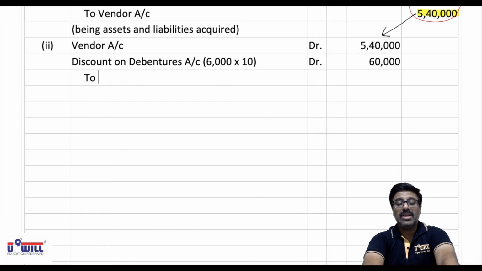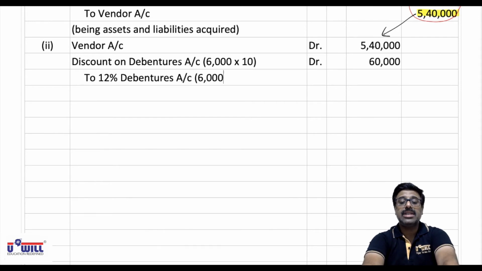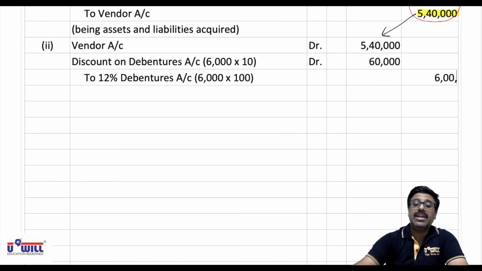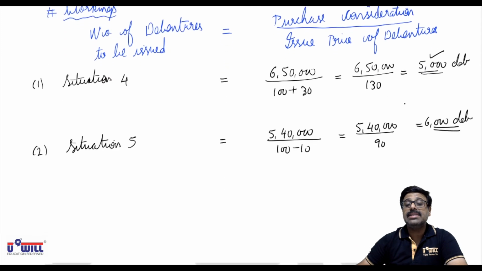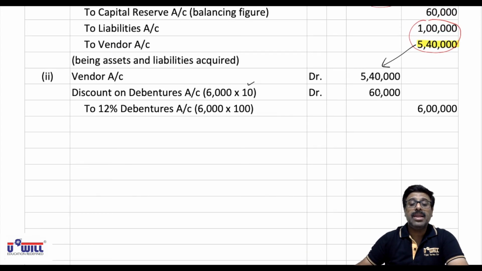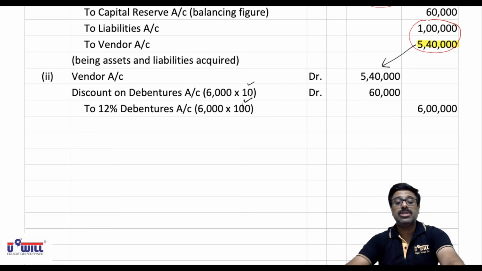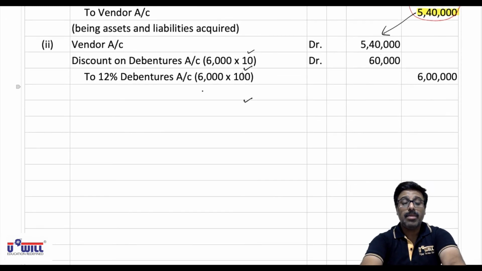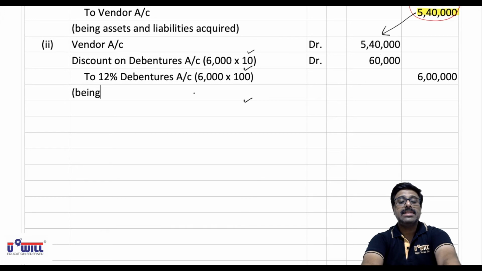And to 12% debentures account, debentures are payable, credit the payable. Debentures always with face value. So 6,000 into 100, 6 lakhs. So this entry you cannot pass until you find the number of debentures, which we obtained as 6,000. Discount with discount amount 6,000 into 10, 60,000. Debentures with face value 6,000 into 100, 6 lakhs. Being 6,000 debentures issued at 10% discount.